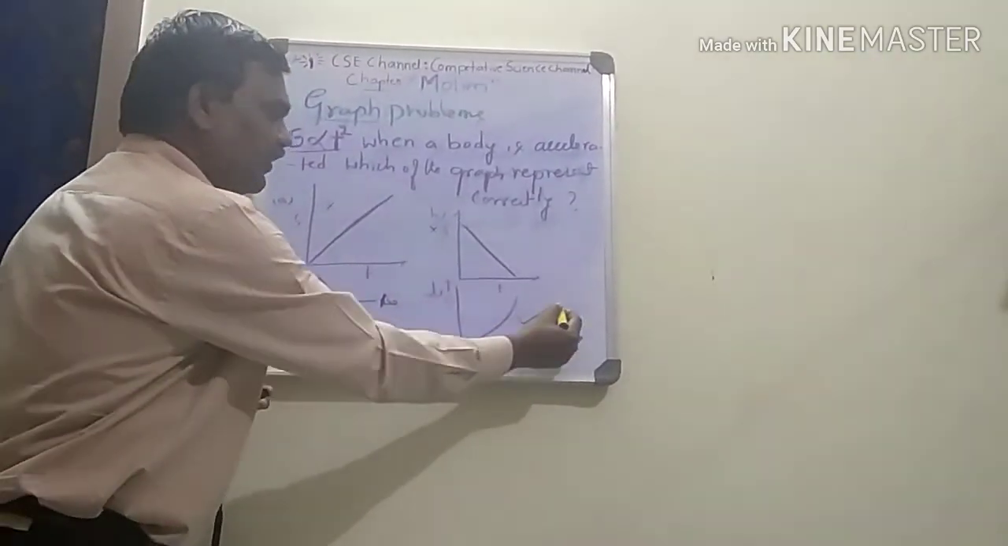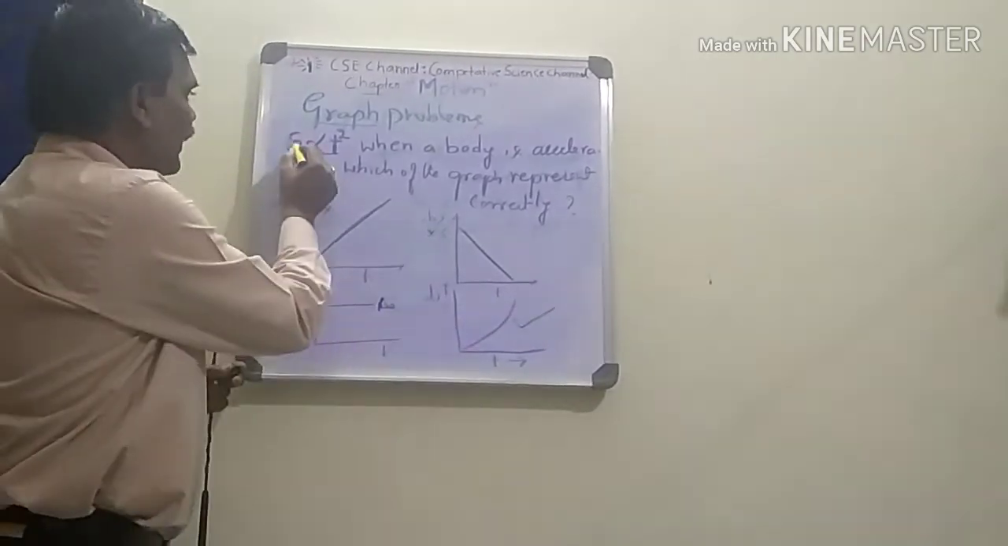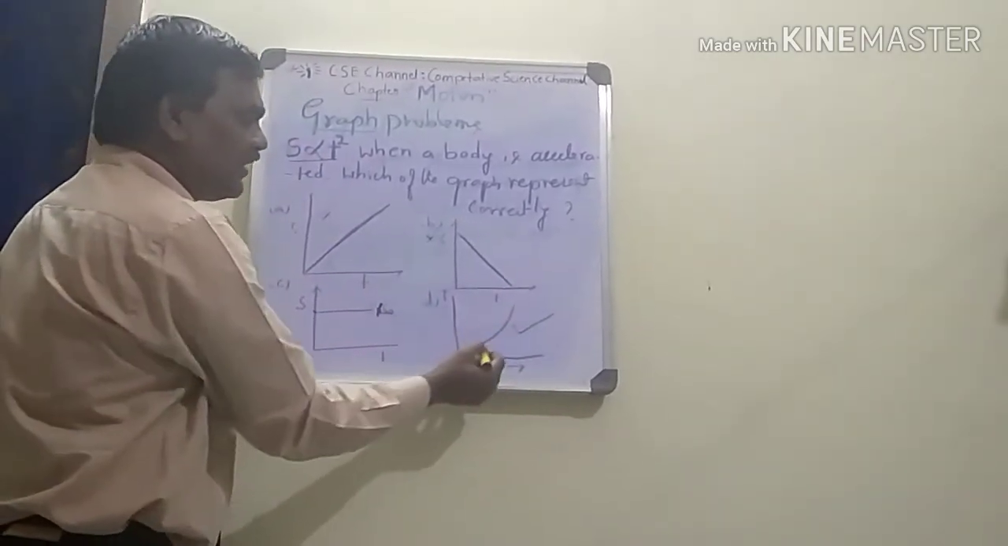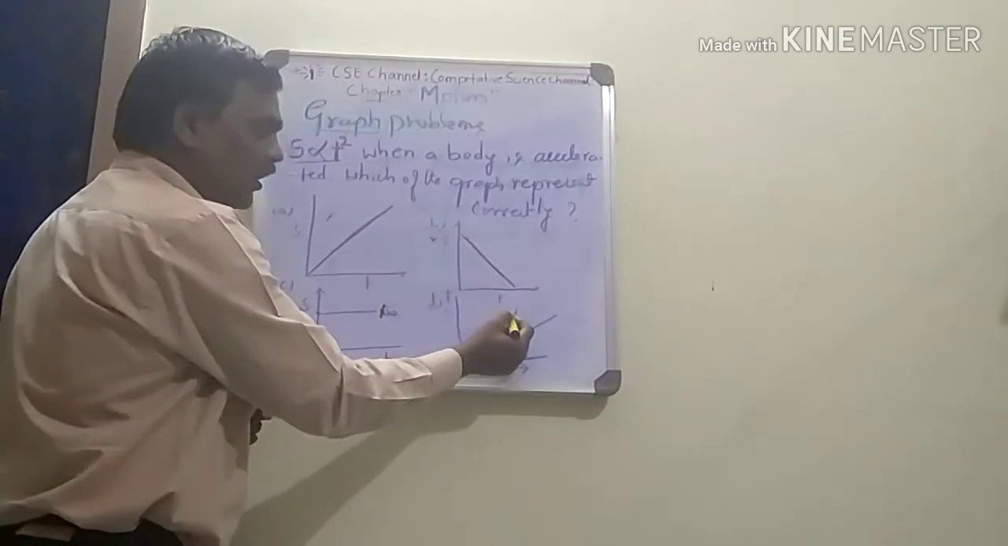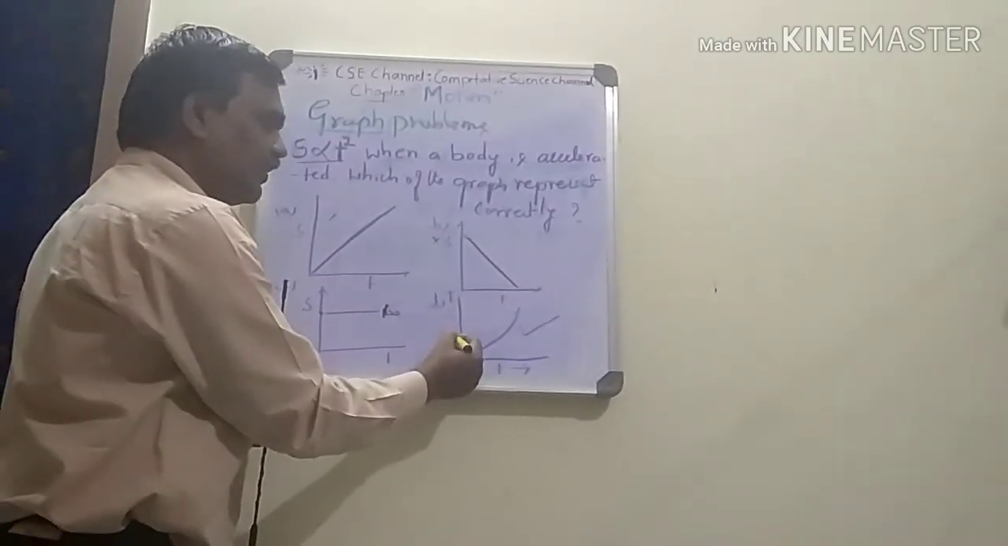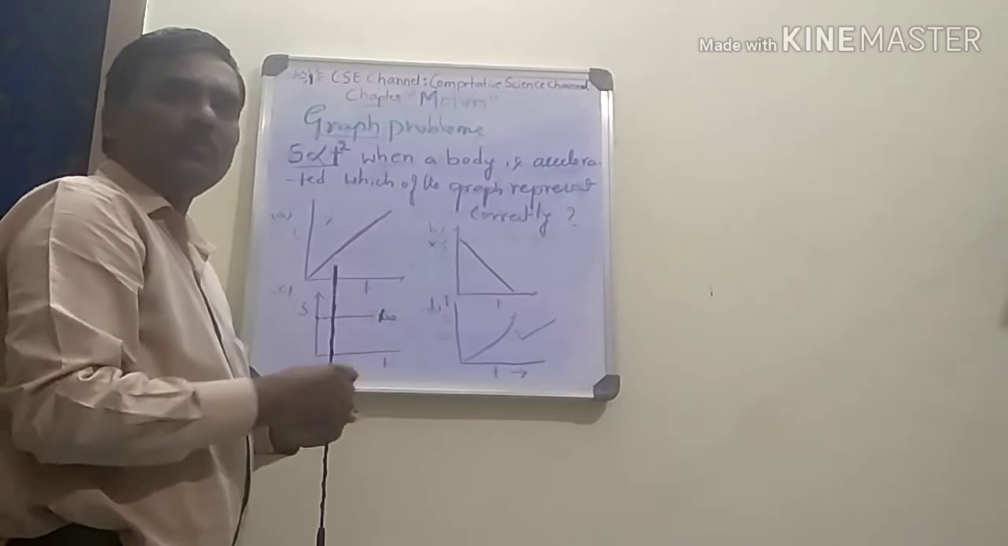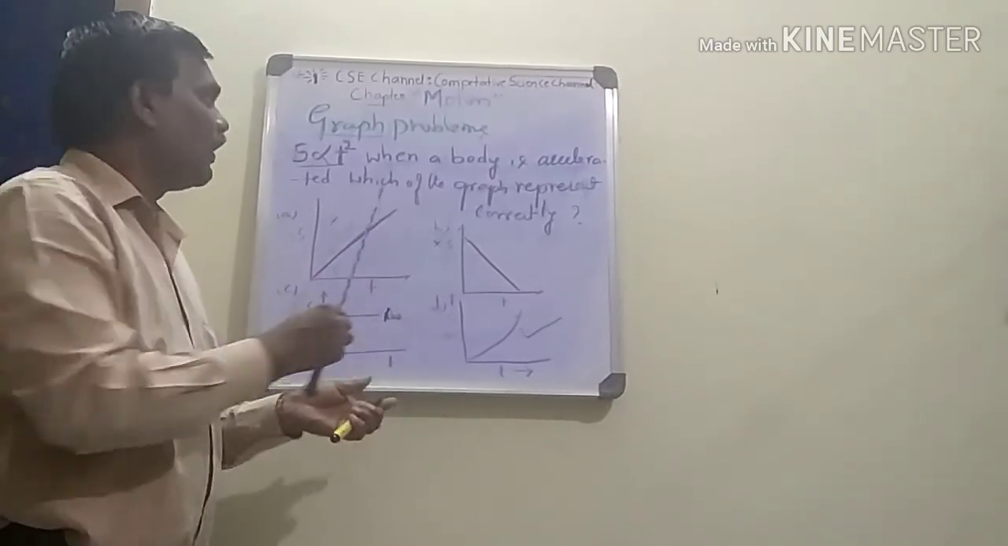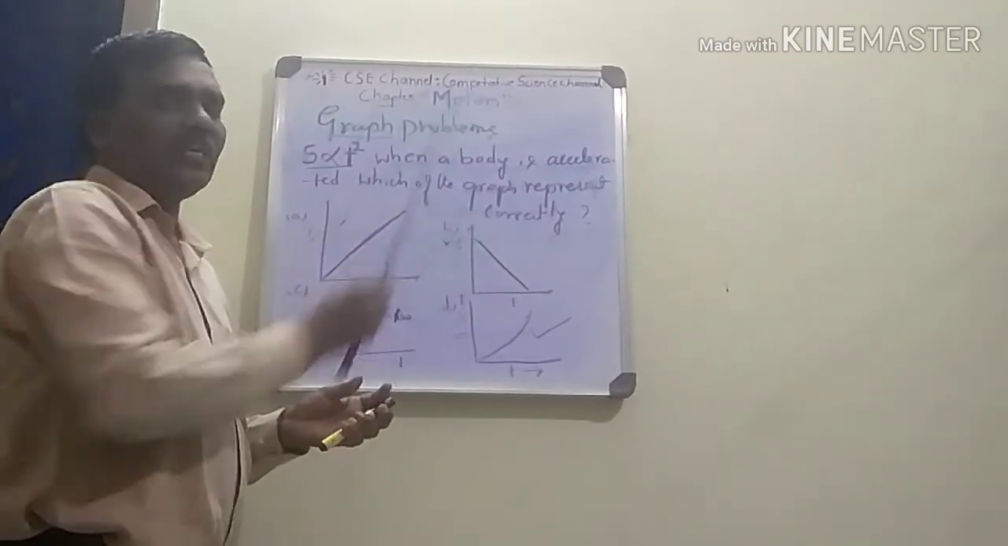This graph is correct because as the time increases, the distance also increases in proportion to the time. So this is correct.